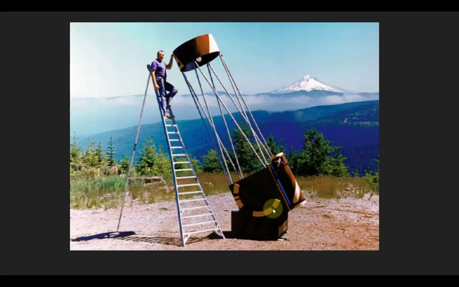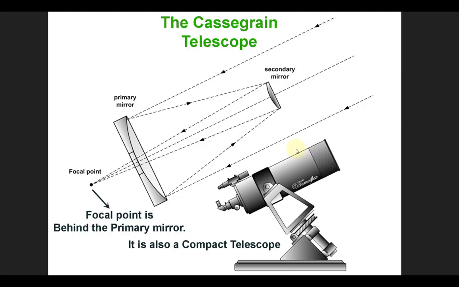Once the Newtonian telescope gets to be big, like this telescope, it becomes very unruly. You're going to need a ladder like this to reach the eyepiece itself. Very, very inconvenient, unfortunately. So Newtonian telescopes have a limit. Most of them are used by amateur astronomers.